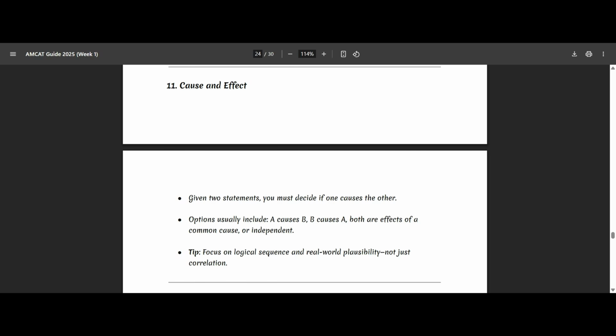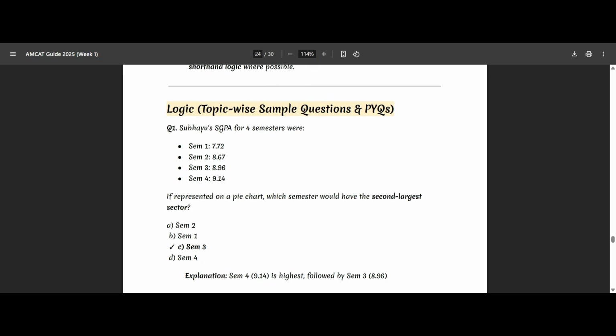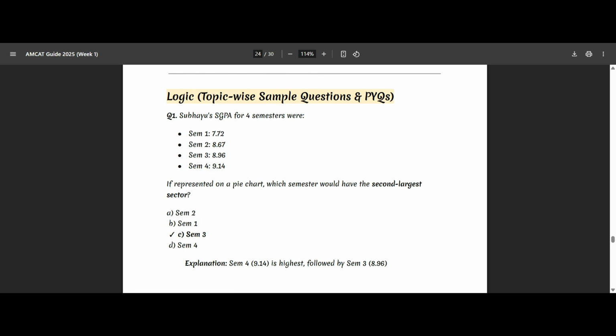Then we have cause and effect. Given two statements, you must decide if one causes the other. Options usually include A causes B, B causes A, both are effects of a common cause, or independent. Okay. So, for example, here my SGPA for 4 semesters are given.